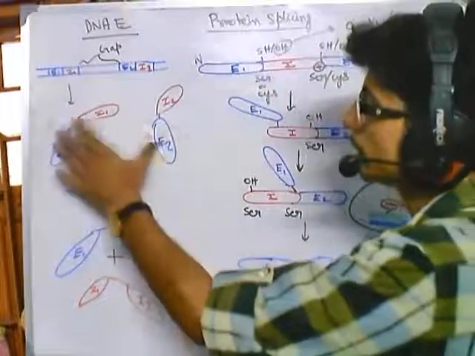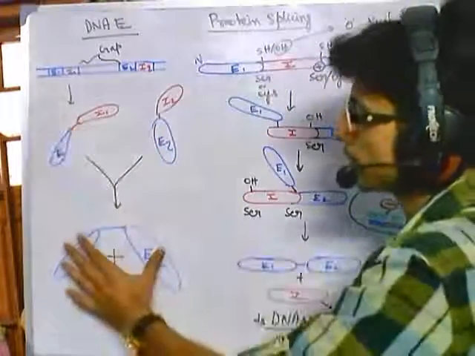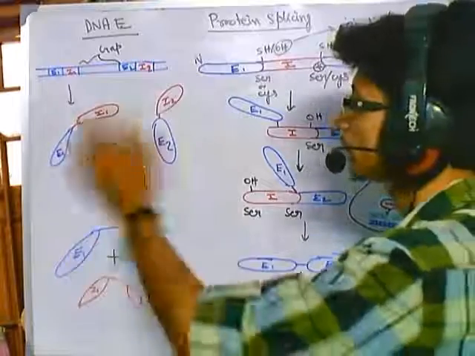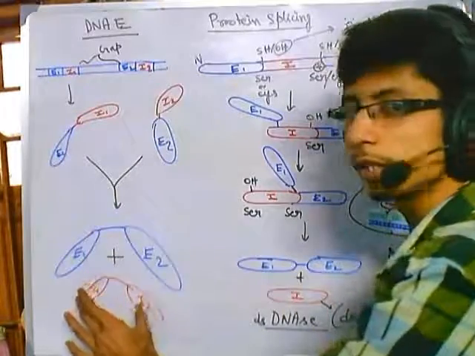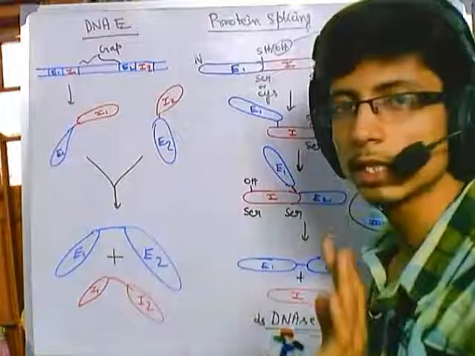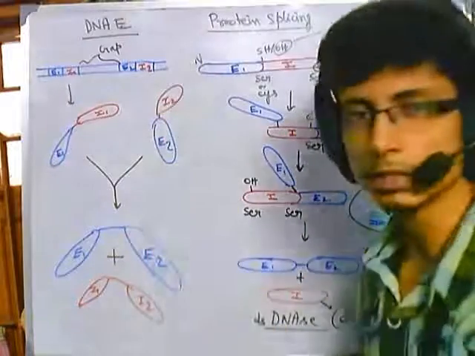Then what will they do? They combine the exteins together to get the functional region of the protein, and also combine the inteins together to get the protein to be discarded. Okay, so this type of thing can be seen. So it's a little bit complex.